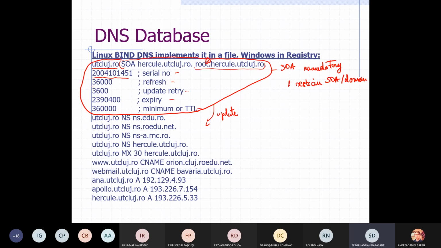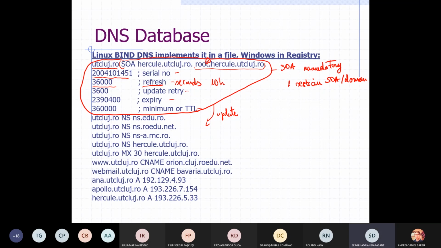Then there is the refresh interval. This is given in seconds, and it tells the slave DNS servers how often they should check for changes on the master DNS. This is 36,000, which roughly is 10 hours, I think.